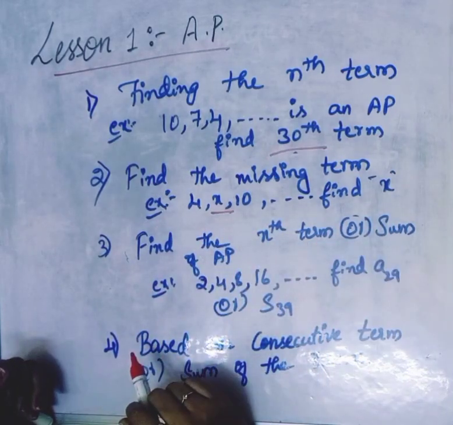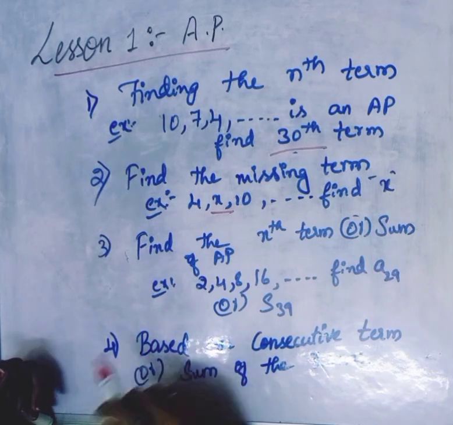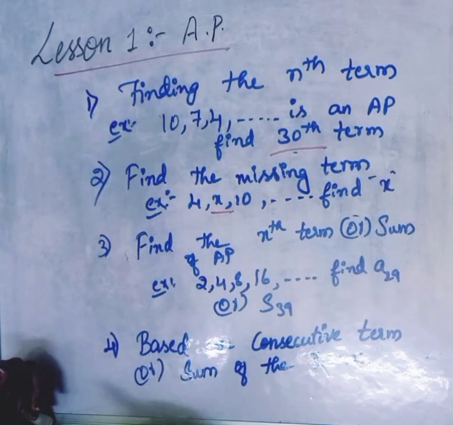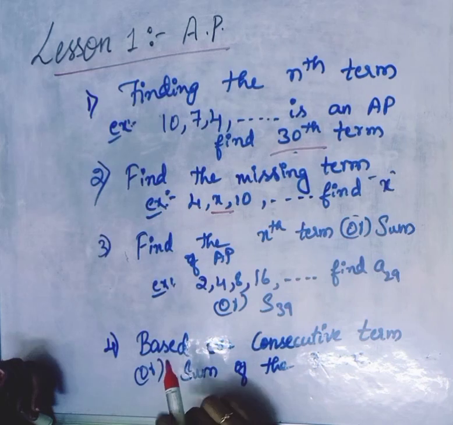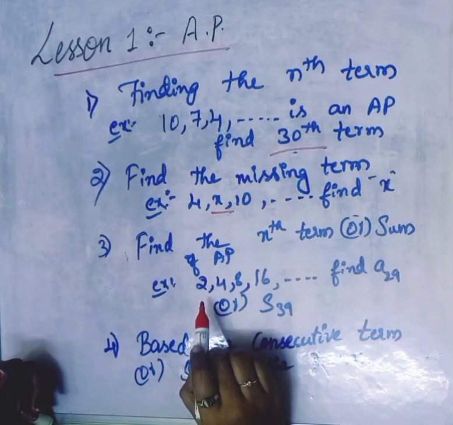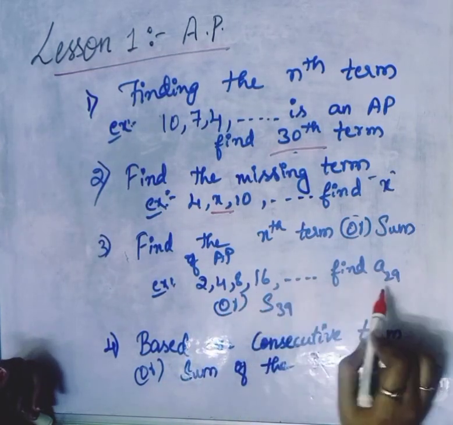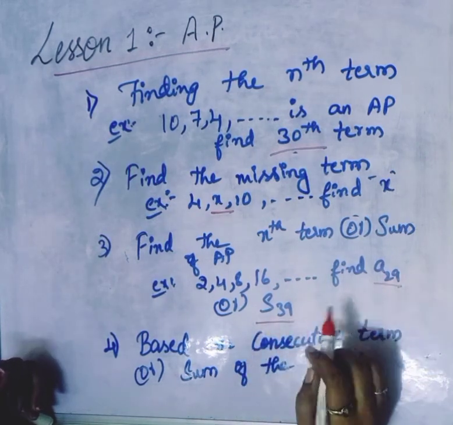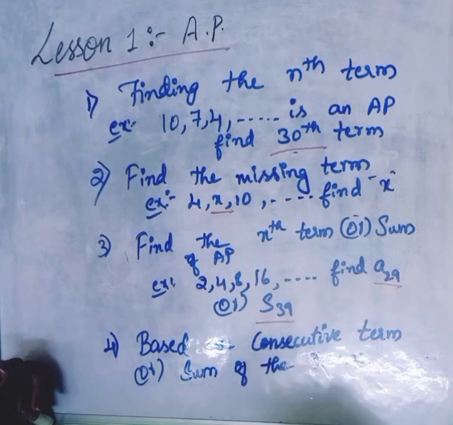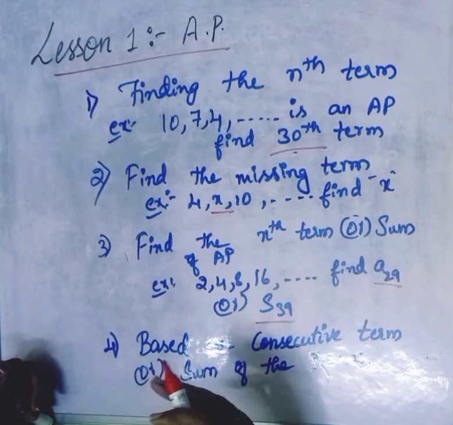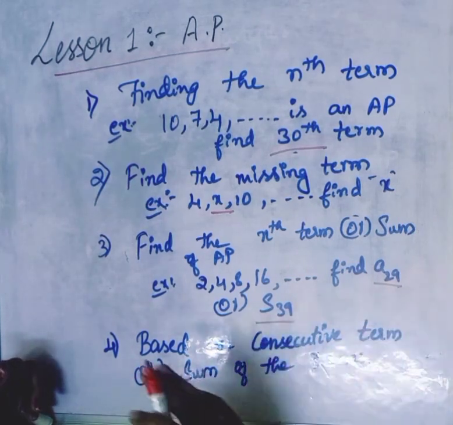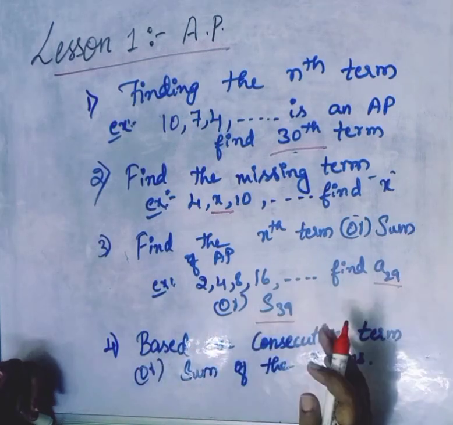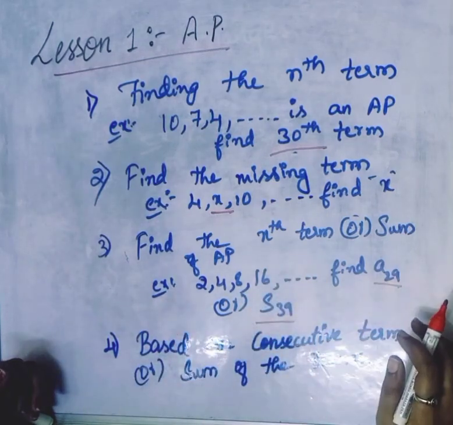And the third one is find the nth term or the sum of an AP. They may ask to find the nth term of an AP, otherwise find the sum of the terms of an AP. Here I have one example: 2, 4, 8, 16. You need to find A29. Otherwise, instead of A29 they may give S39, or ask you to find the sum of 29 terms of the AP. This type of question may also appear.